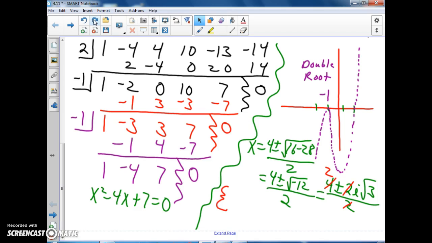So here comes my answer now. Remember, there are 5 on the list. So one's going to be 2. One's going to be negative 1. Another one's going to be negative 1. Negative 1 you've got to put down twice. A 2, and then 2 plus or minus i square root of 3. And you've got the 5 roots. You got it. Very good.